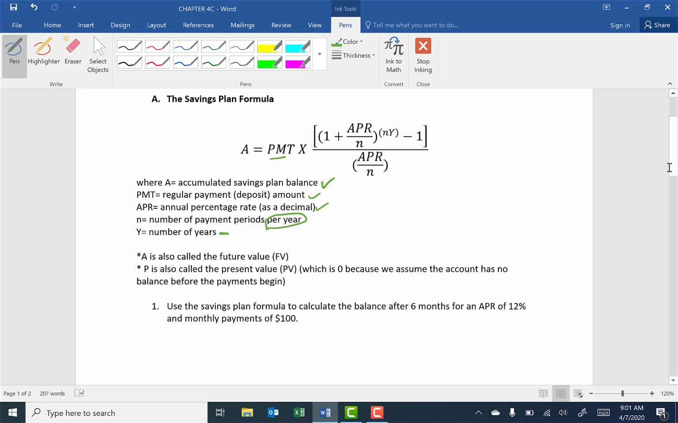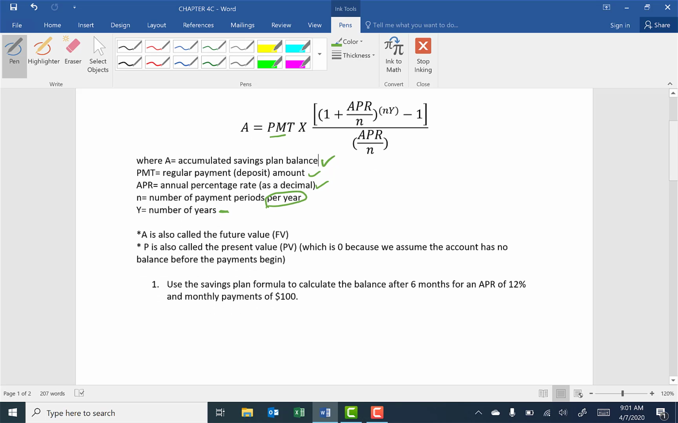Now we're going to look at the first problem, which says, use the savings plan formula to calculate the balance after 6 months for an APR of 12% and monthly payments of $100. So every month we're putting in $100 to a savings account. And in 6 months, I want to know what my balance will be if I get a 12% annual percentage rate. To figure out what you'll have, you can use this formula. Now you could do it by hand and just add each month up, but it's a long drawn out process. This formula will tell us right now what I'll have in 6 months if I do this.